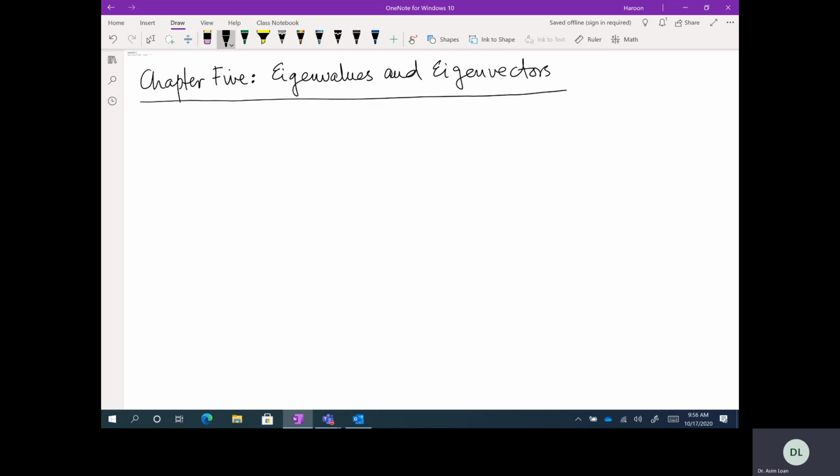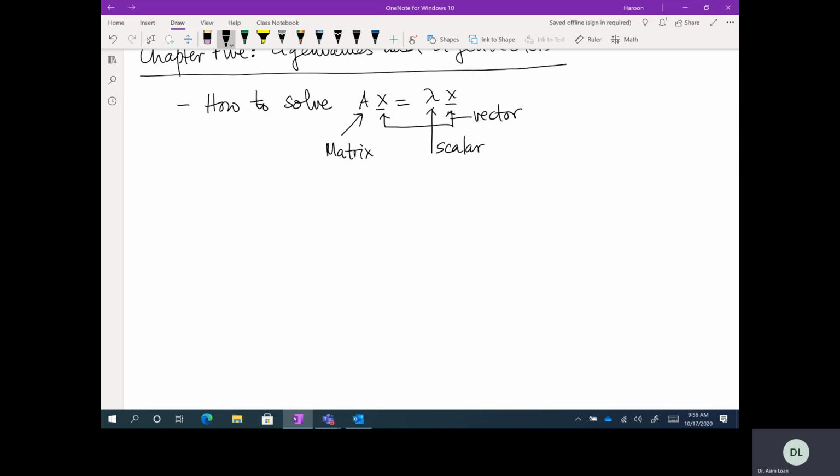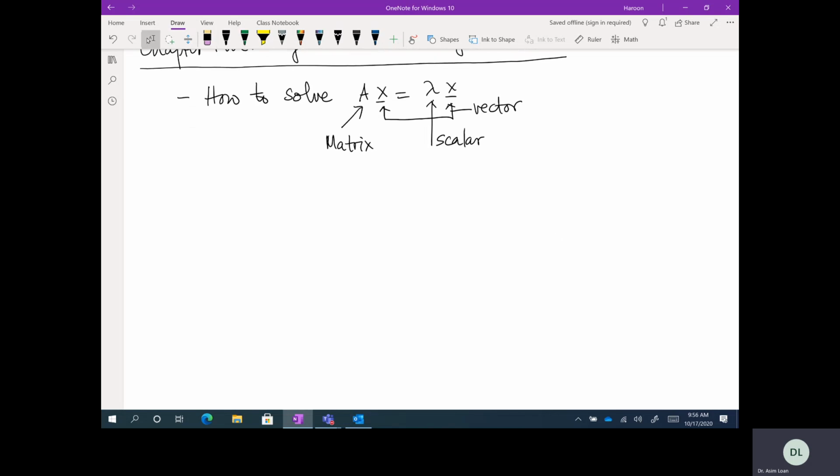Now we need to solve a new problem, and the new problem to solve is how to solve Ax equals lambda x, where x is a vector, A is a matrix, and lambda is a scalar. Lambda can be real, can be complex. Again, the matrices and the vectors can also be real or complex. So we want to solve it.